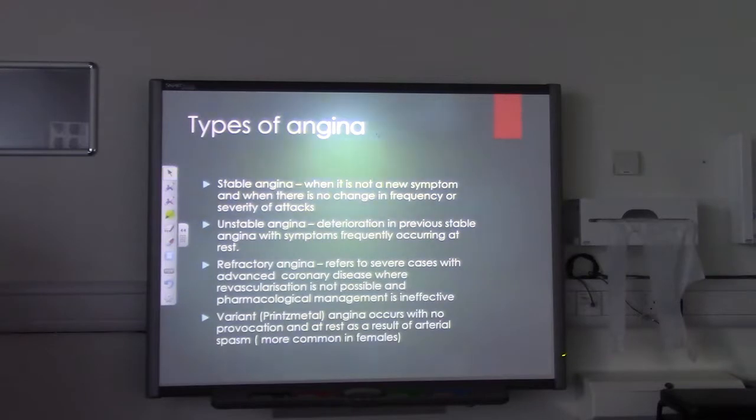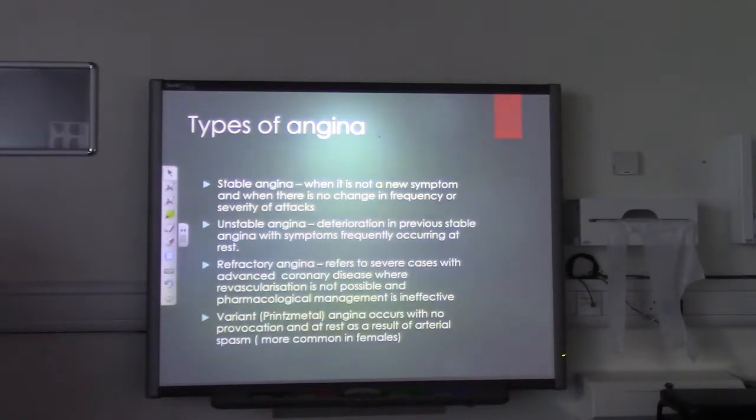Types of angina, there's a number of different types. If we think from our own experiences, then there's the stable angina, defined when it is not a new symptom and where there is no change in frequency or severity of attacks. And it's fairly predictable, and it's when the heart has to work harder. So we'll know of patients who take GTN spray prior to climbing a flight of stairs or walking up the hill to their house. So the frequency and severity of attacks is fairly predictable and therefore relatively straightforward to manage.